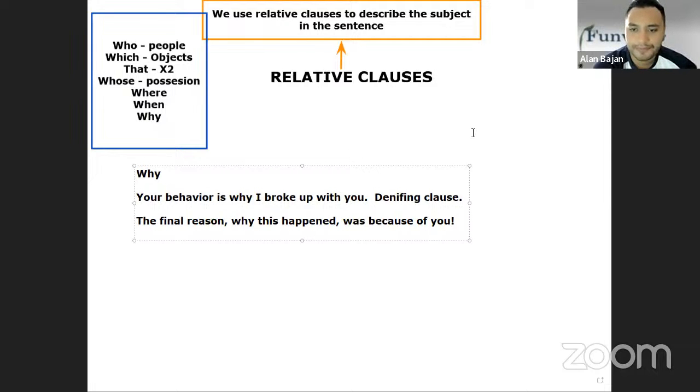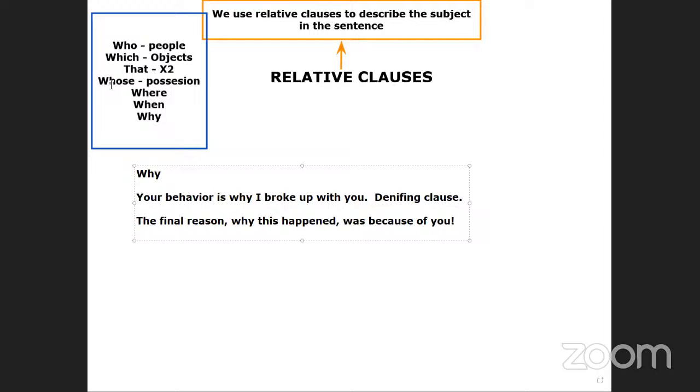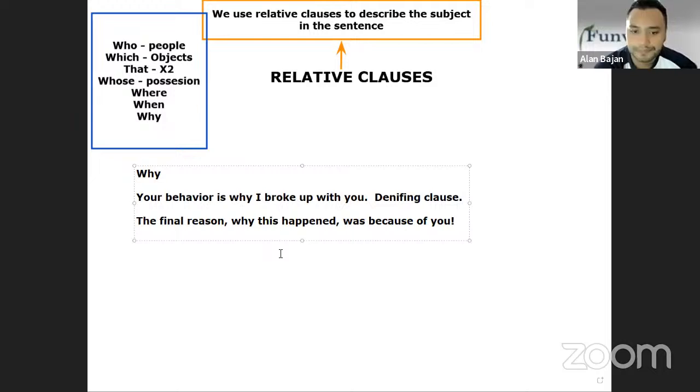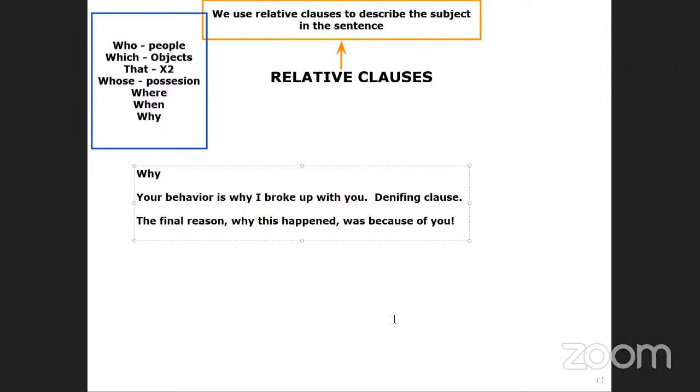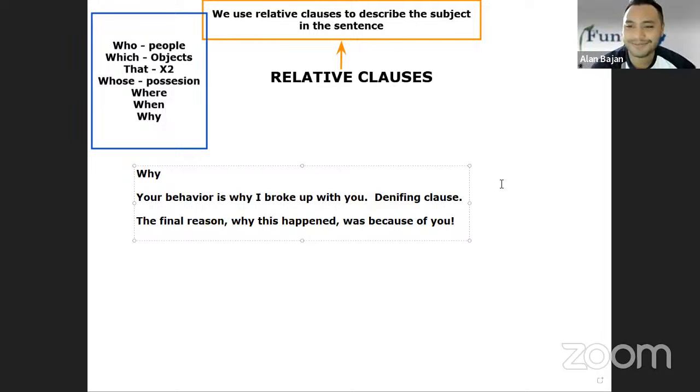Is that clear? Say yes. Yes, but it's like la razón. La razón, okay, thanks. Porque esto pasó fue por ti. Kind of toxic conversation, right?